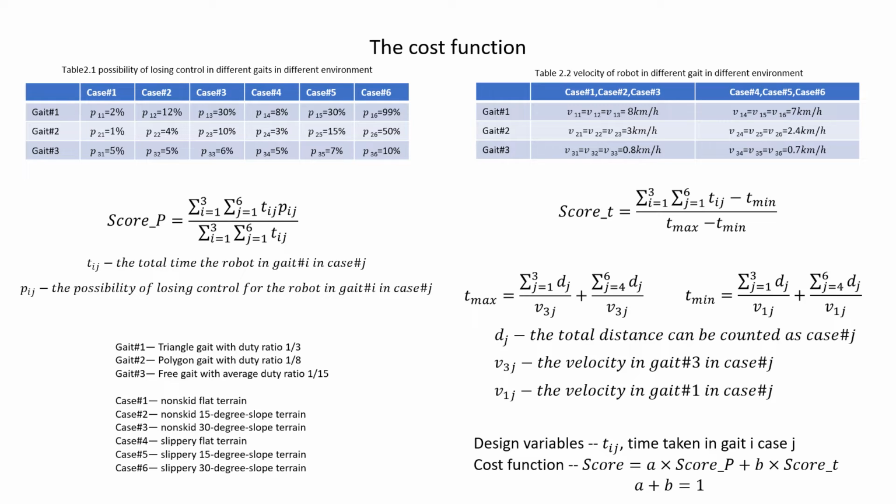The variable of the problem is Tij, the total time the robot spends in gait i in case j, the number of which is 3 by 6, totally 18 variables, and the cost function is the final score. Since score P is a nonlinear equation, the problem is a nonlinear problem.